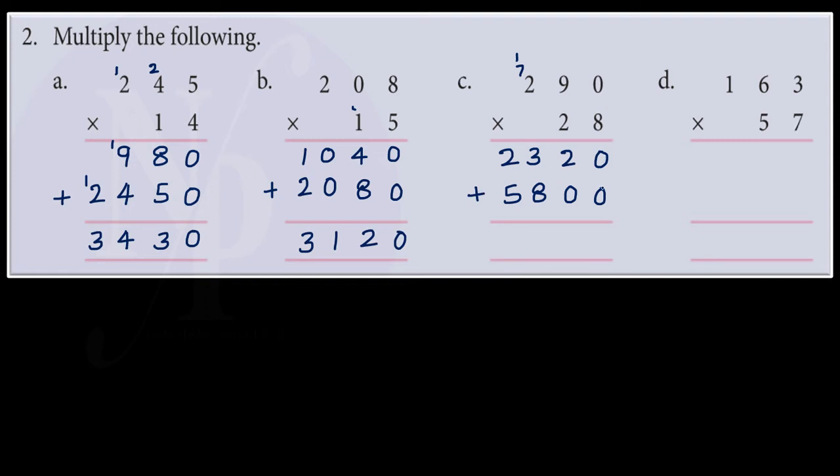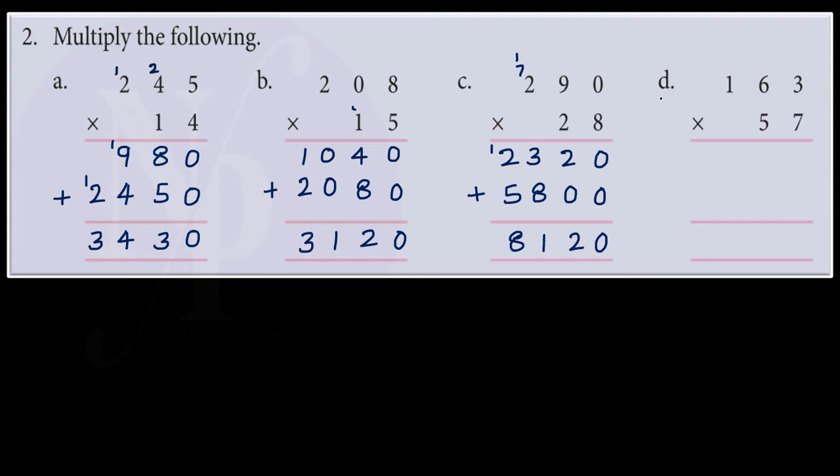0 plus 0 is 0. 2 plus 0 is 2. 3 plus 8 is 11. 1 plus 2 is 3. 3 plus 5 is 8. Therefore, 8120 is the product of 290 and 28.